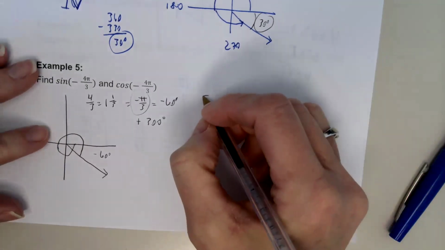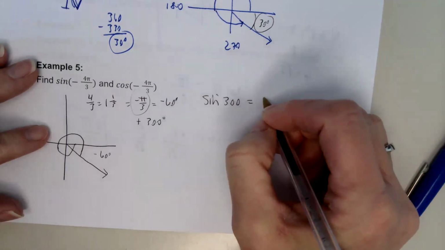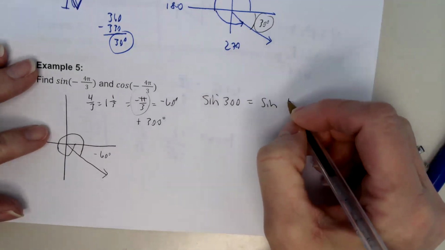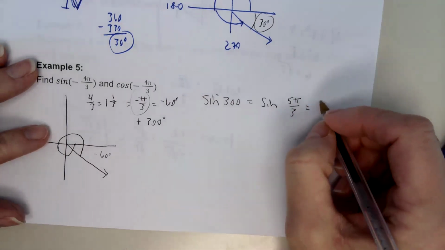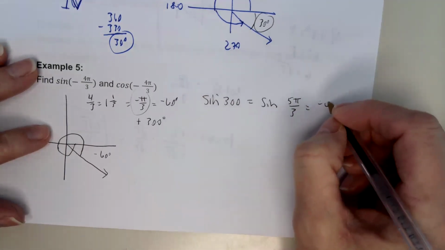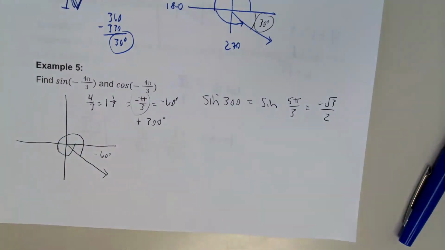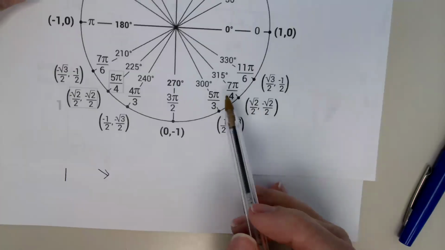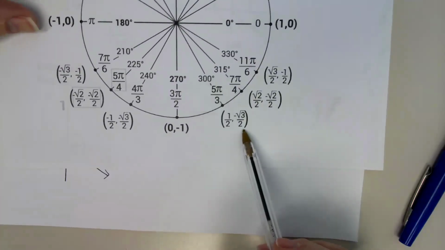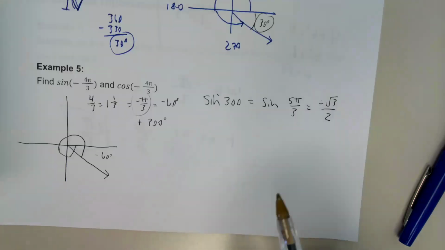And so that's the same as saying sine at 300 is the same as saying sine at 5 pi over 3. And that is a negative square root of 3 over 2. And now some of these we just know because we've got the use of our circle that we've been working with. So sine is a negative square root of 3/2 at 300, and cosine is 1/2.